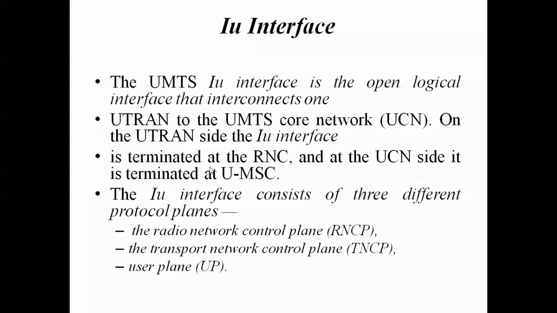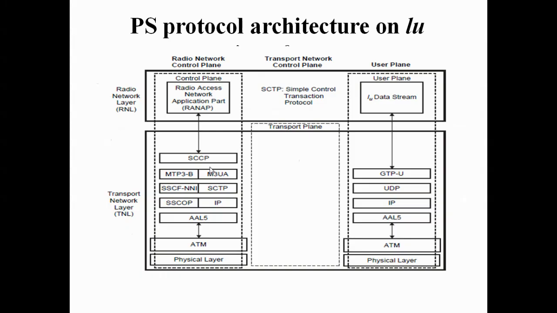So mainly it consists of three protocol planes. One is the radio network control plane, another one is the transport network control plane, and the third one is the user plane. Here the control plane serves two domains in the core network. One is the packet switched domain and another one is the circuit switched domain. Here we will discuss the packet switched protocol architecture on Iu. Here PS is abbreviated as packet switched protocol.